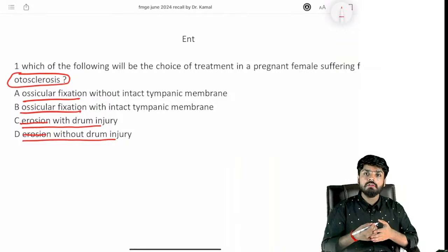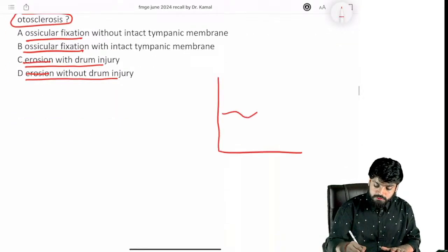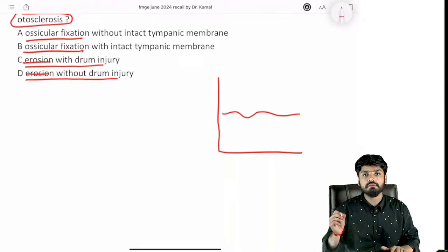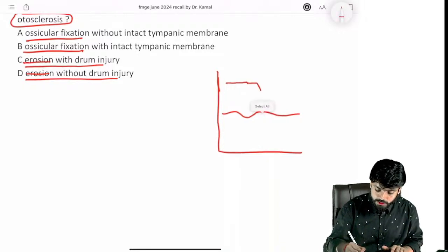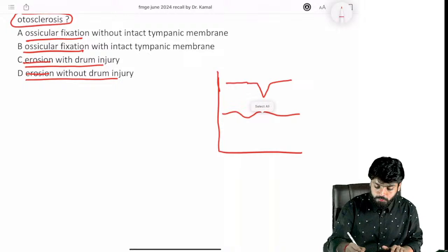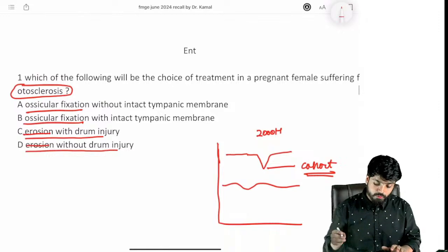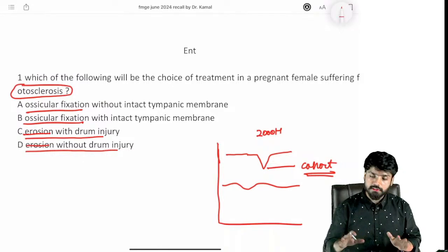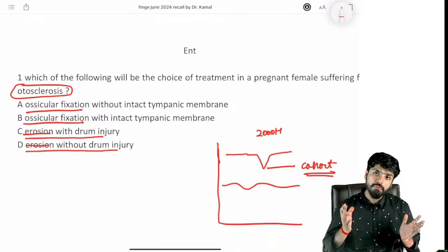Other thing that we know as a one-liner for this pathology is Carhart's notch, that 2000 dip. See, I'll make this the patient's conductive hearing. It's below. Here is the patient's sensory or bone conduction. Suddenly at 2000 hertz, there is a dip. This is Carhart's notch. Now, other thing we have to remember? This is the diagnosis part. Carhart's notch is there. The patient can be a pregnant female.